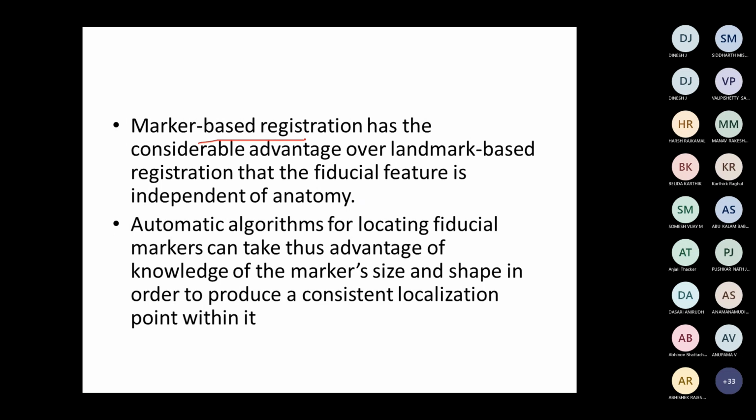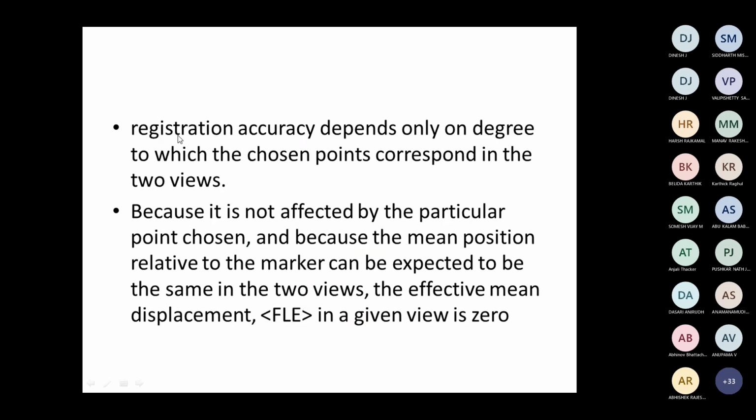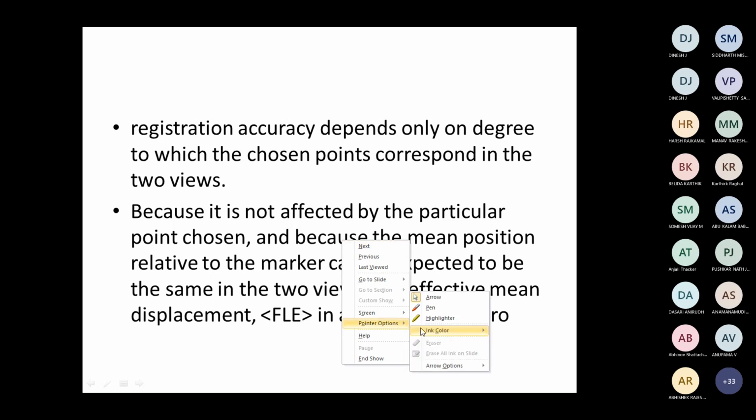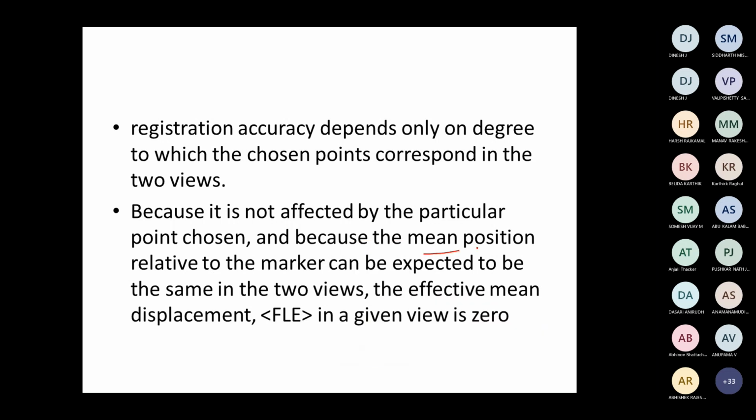Marker-based registration has an advantage over landmark-based registration. Automatic algorithms for locating fiducial markers can take advantage of knowledge of marker size and shape to produce a consistent localization point within the marker. The registration accuracy depends only on the degree to which the chosen points correspond in both the views, because it is not affected by the particular point that has been chosen.